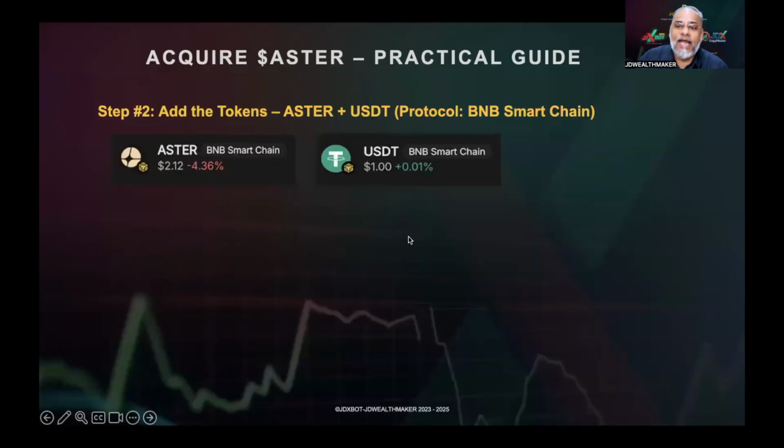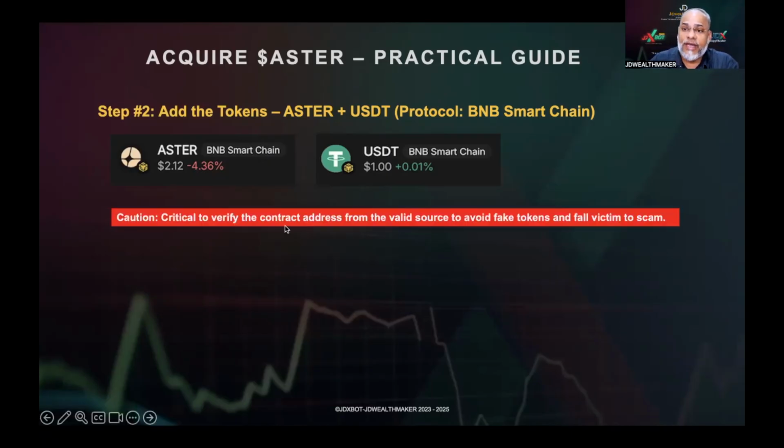Okay, so now I need to add these 2 tokens because currently my wallet is empty. So how do I add the tokens? I need ASTER on BNB Smart Chain, and I need USDT on BNB Smart Chain. Now, for ASTER, you have to be very careful, because normally when a new token is introduced, you need the contract address.